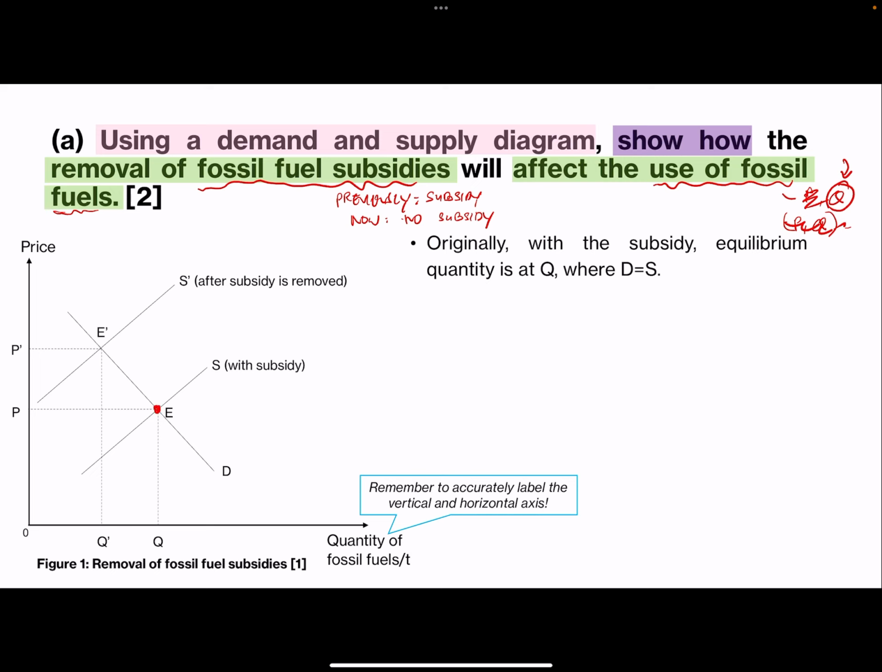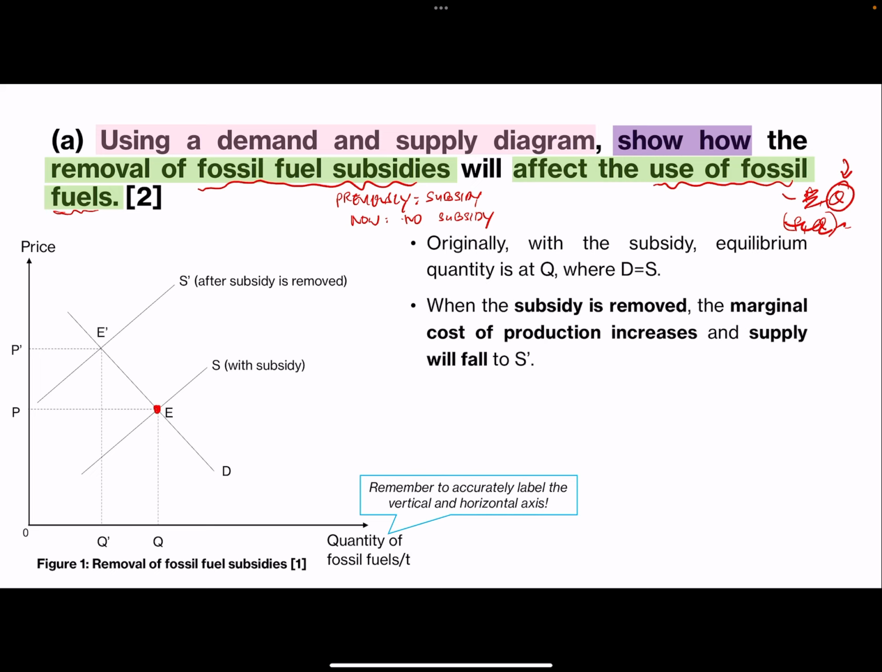Initially, you are here. And now when you remove the subsidy, the marginal cost of production will increase. Last time you had the subsidy, so maybe it cost you $5 to produce, but the government subsidizes it, so it only costs you $2. Now the subsidy is gone, so you're back up to $5 for the cost of production. Use the words cost of production because that's a technical term.